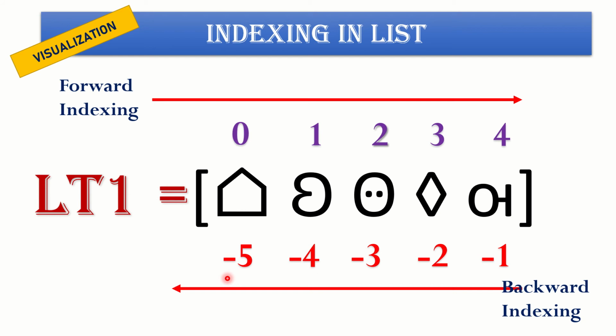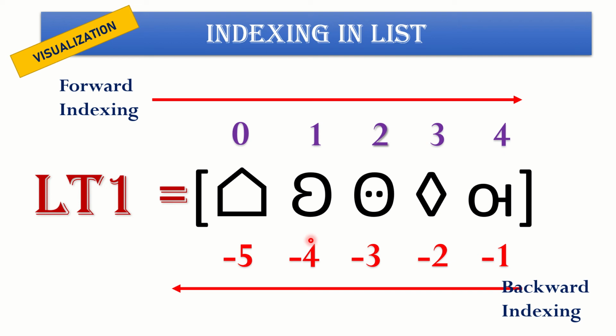Now, indexing is one of the most powerful features of a list. You have two types of indexing in lists as you have in strings. One is the forward indexing, which starts from 0 and goes from left to right. And the second one is backward indexing or negative indexing, which starts from -1 from the end of the list and goes from right to left.